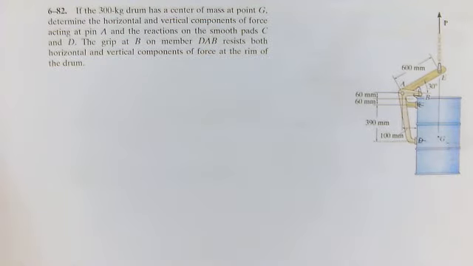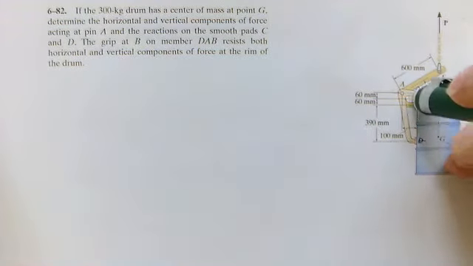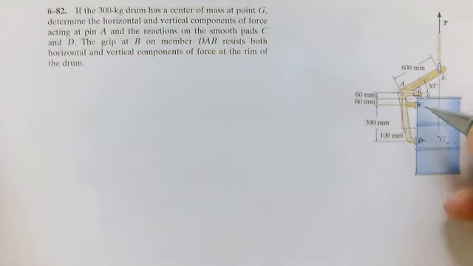Problem 6-82. A 300 kilogram drum has a center mass G. To determine the horizontal and vertical components at A, acting on the pin, and the reactions at C and D, which are smooth, so those are going to be just a horizontal reaction. And at B, we'll have an X and a Y.